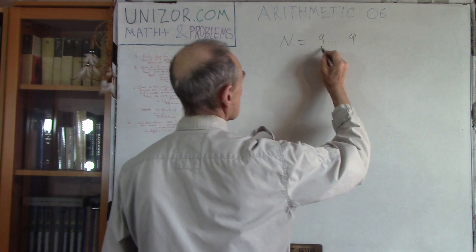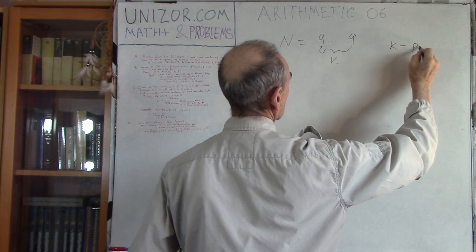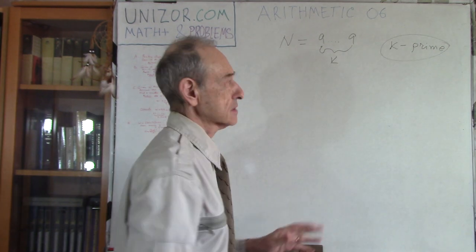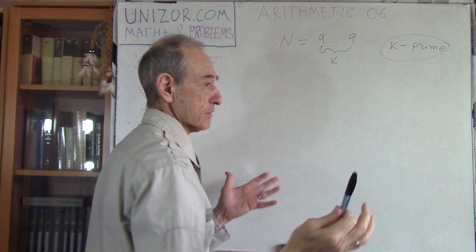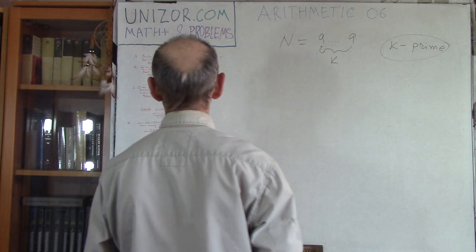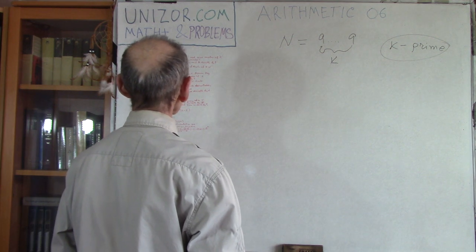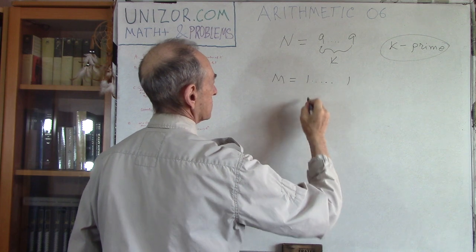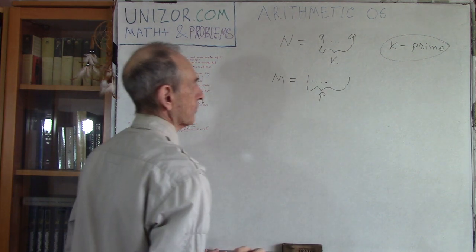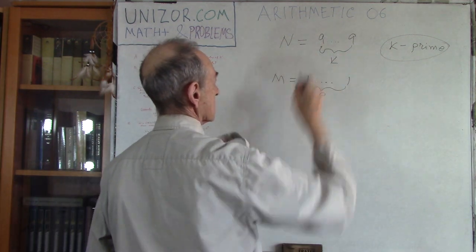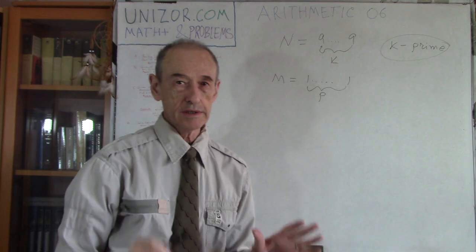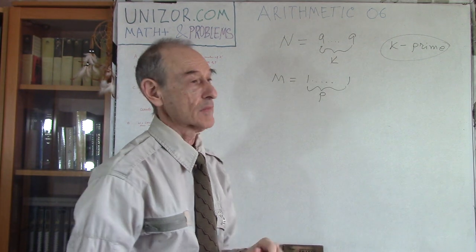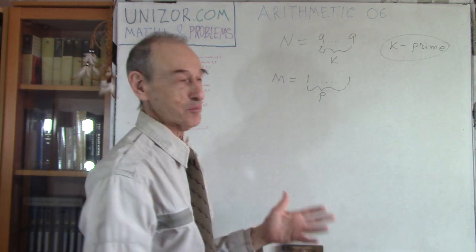Now, let's assume that the number k is prime. I actually do not really use this very much, but just for definiteness, let's just assume that the number of these 9s is prime, like 5, for example. 9, 9, 9, 9, 9. Okay, so that's given. Next, we have to find another number, m, which contains only ones, p times, which is divisible by this one. Okay, so again, I would like to find a number which contains only ones, digit 1, which is divisible by this one. Okay, solution. I mean, pause the video, think about it yourself.